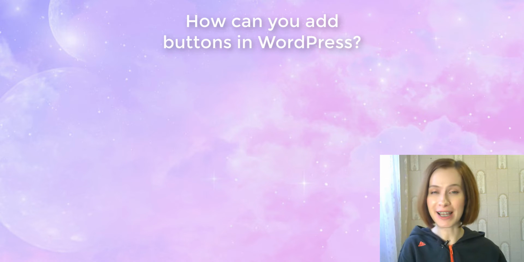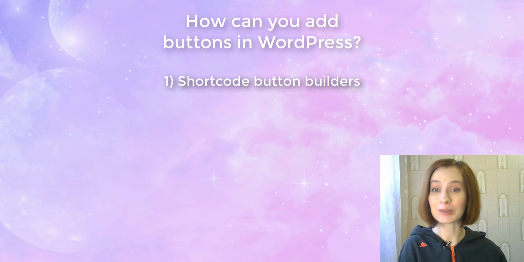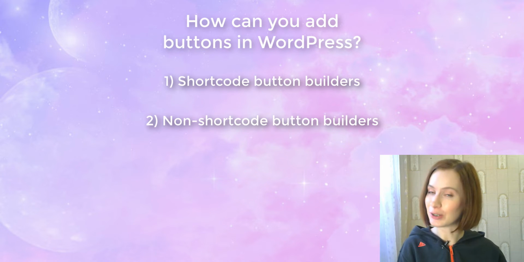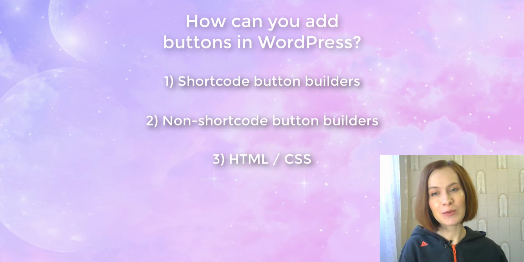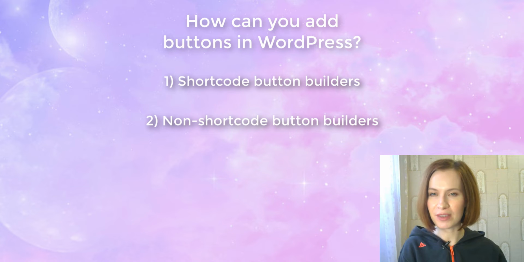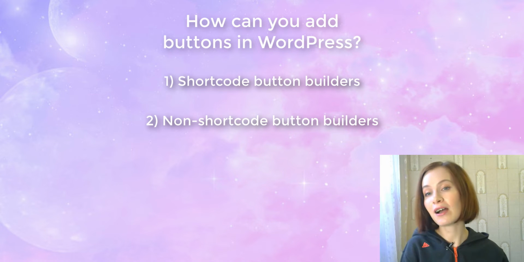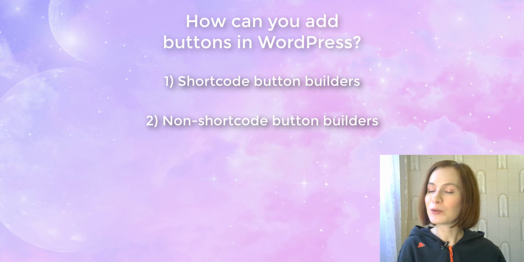There are a few different ways to add buttons in WordPress. The most popular methods are shortcodes, button builders, non-shortcode button builders, and HTML/CSS. We are going to cover how to create a button in WordPress without writing any code, so we are left with two options only. There are multiple options to help implement both methods, whether it involves shortcodes or not. You just need to use one of the suitable plugins.